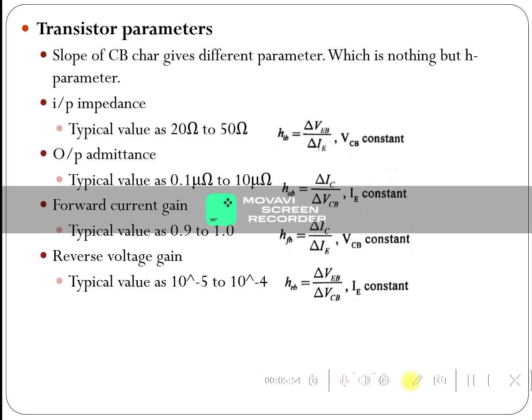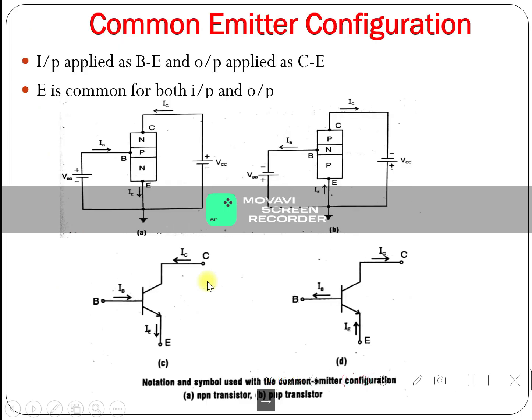Next, transistor parameters. Input impedance, the value is 20 ohm to 50 ohm. Output admittance 0.1 micro mho to 10 micro mho. Forward current gain 0.9 to 1.0. Reverse voltage gain, the value is 10 power minus 5 to 10 power minus 4.